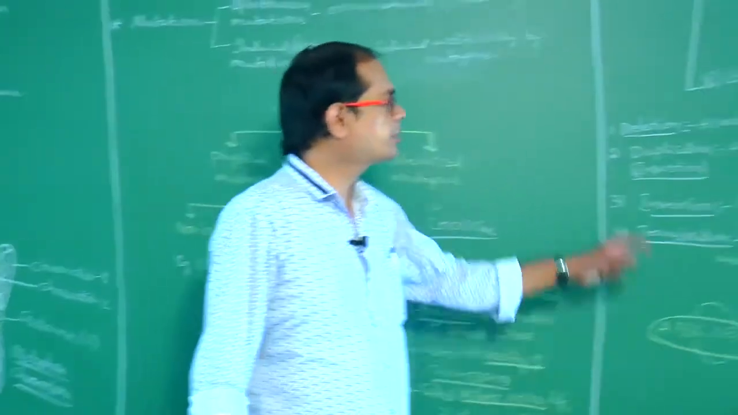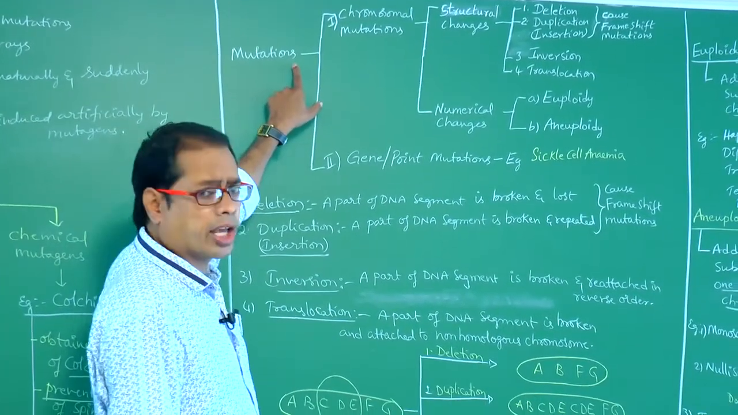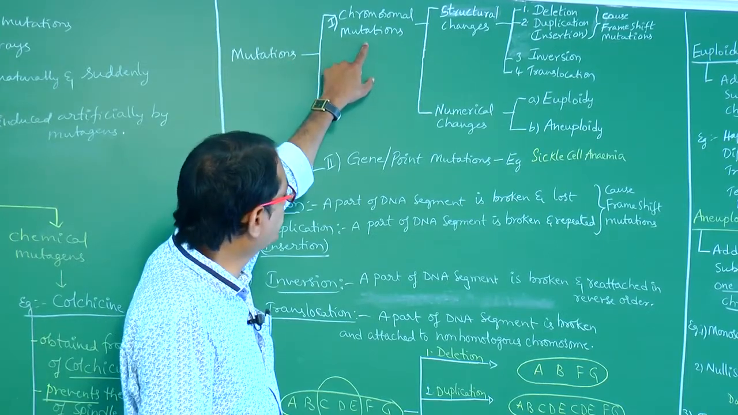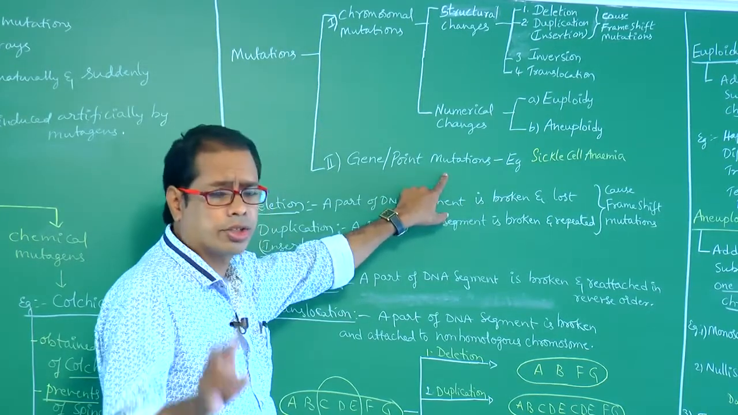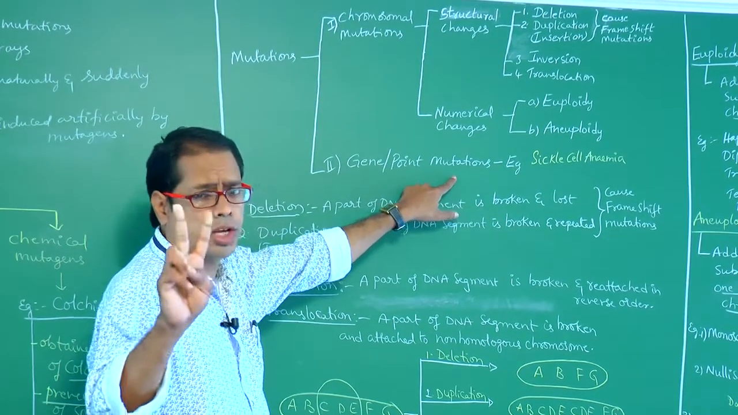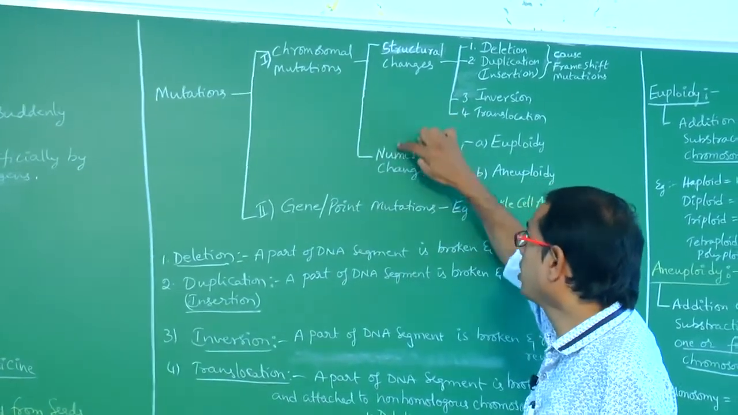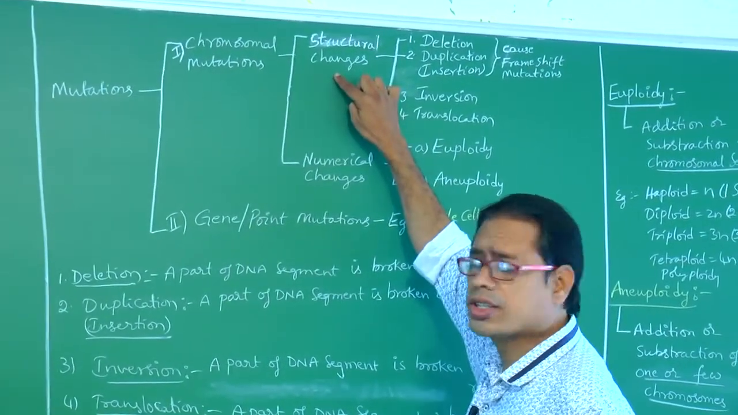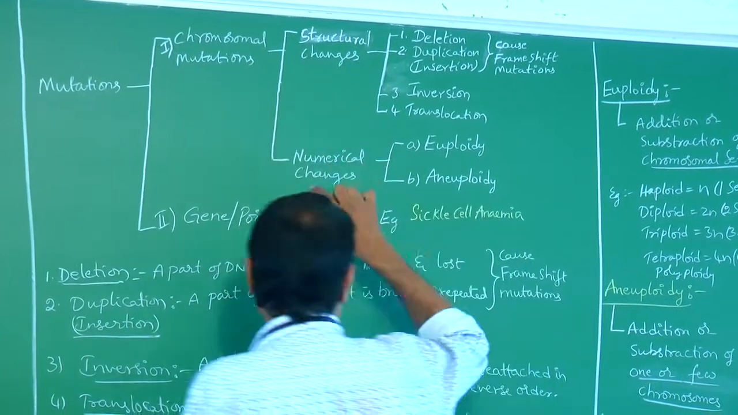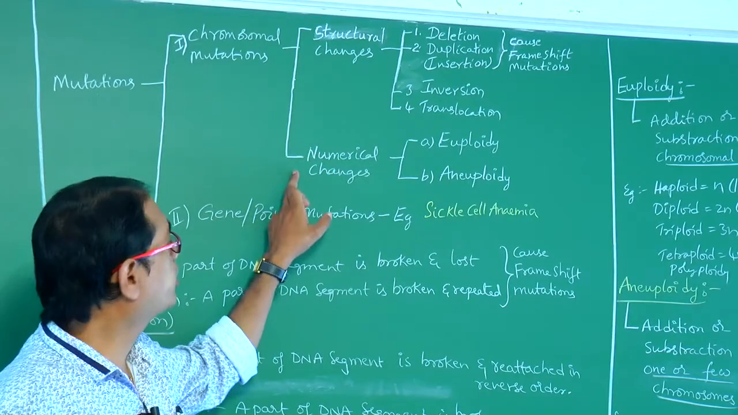What are the different types of mutations? These mutations are of two types: chromosomal mutations and gene or point mutations. These chromosomal mutations are again divided into two types: one is structural changes, another one is numerical changes.